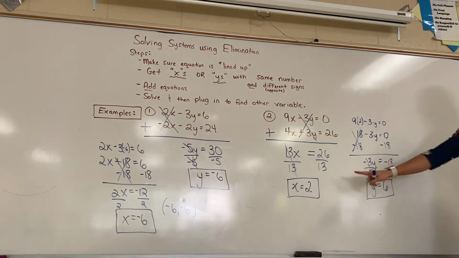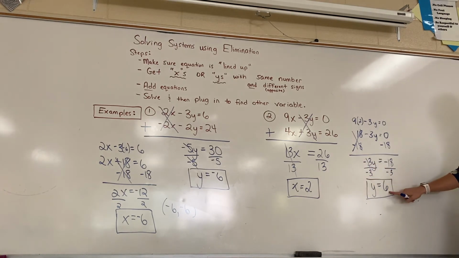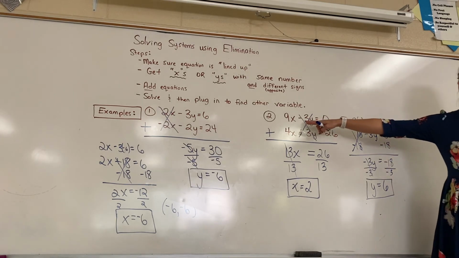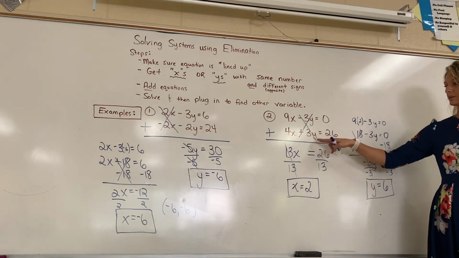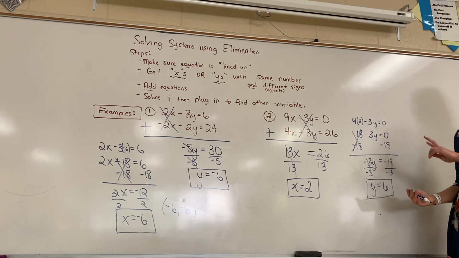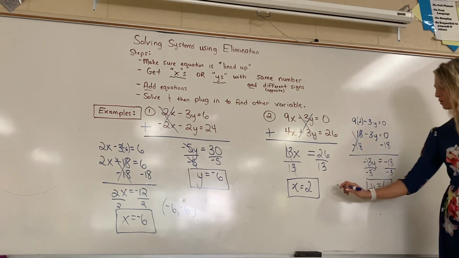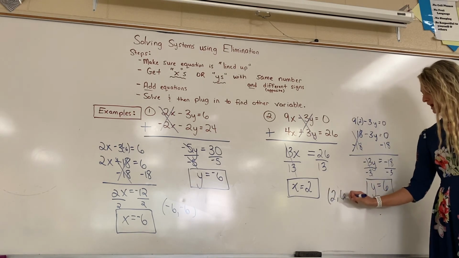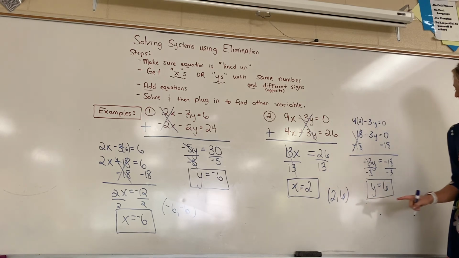And so when x is 2 and y is 6, that will be the only solution that works in both equations. So you could write it like that, or remember, if you graphed them, that would be the coordinate of where they cross.